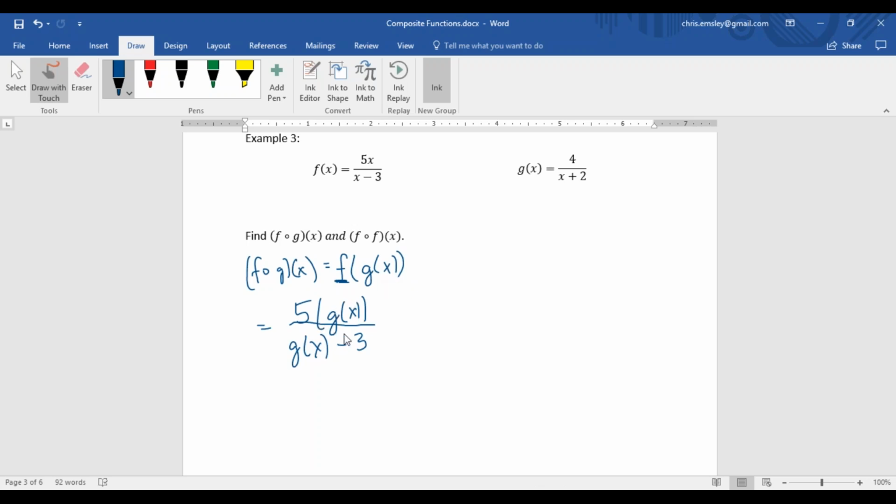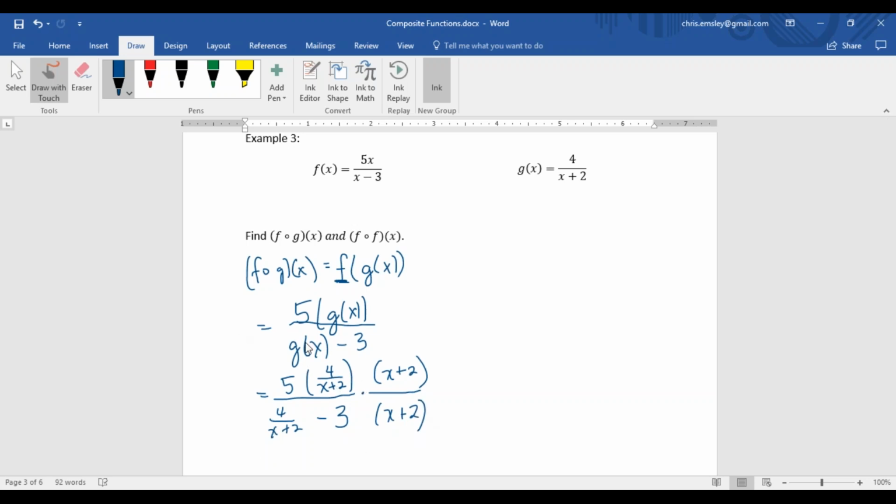And then we want to put that g of x function in there. So we have 5 times 4 over x plus 2, all over 4 over x plus 2 minus 3. So you can see when we have a composite with these rational functions, we do end up with a complex fraction. So we need to simplify that a little bit. The easiest way to simplify this one is going to be multiplying the top and the bottom of that fraction by x plus 2, because then we can cancel out those denominators.